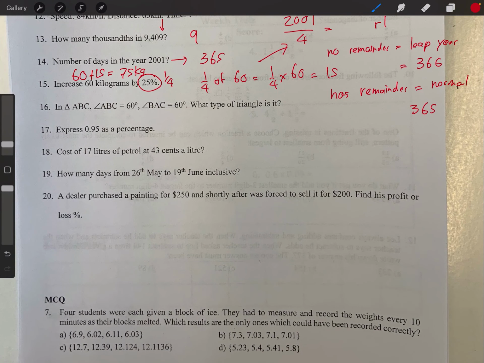Question number 16. You have a triangle with two angles the same. Here we have 60 and 60. What's the last angle? It must be 60 as well, because 60 plus 60 plus the last angle makes 180. If all the angles are 60, this must be an equilateral triangle.